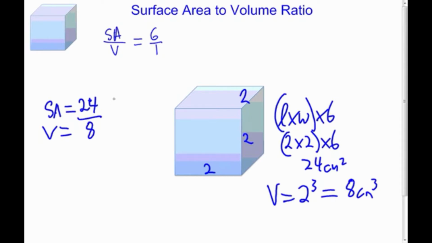Now 8 goes into 24 3 times. So for a 1 by 1 by 1 cube, we had a ratio of 6 to 1. Now we have a ratio of 3 to 1. Our surface area to volume ratio has gotten smaller.